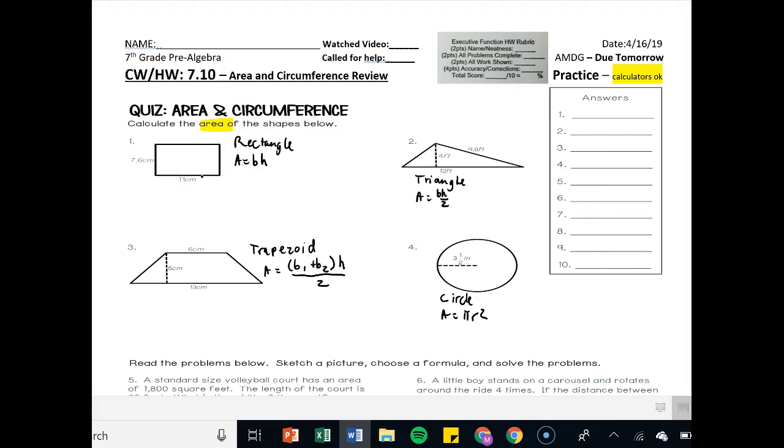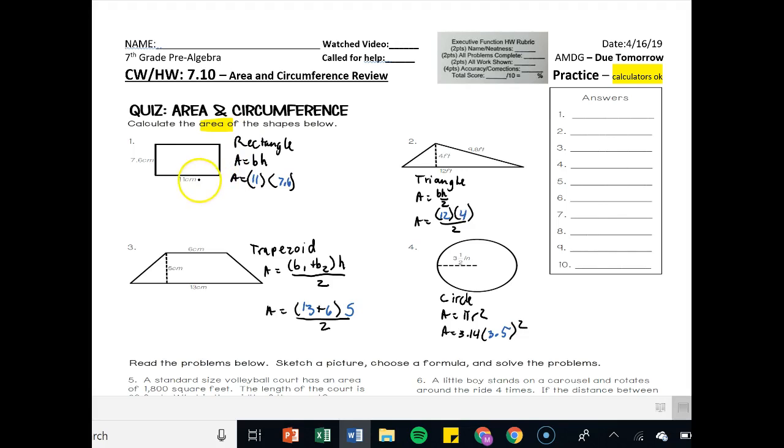If you don't give me any answer on your test, if you're like, I just don't understand it, but you at least say this is what the shape is and this is what the formula is for that shape, I can at least give you partial credit. Okay? Once we've identified the shape, then we just go ahead and start plugging in the numbers.